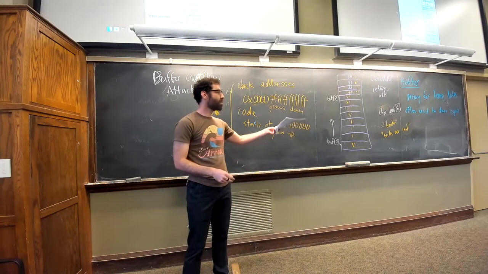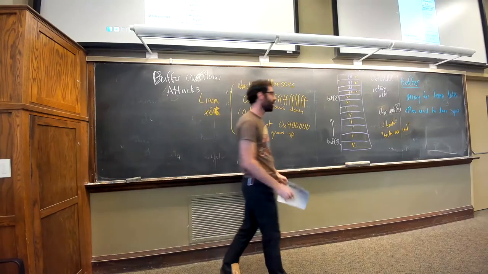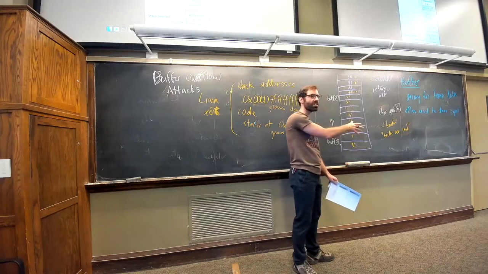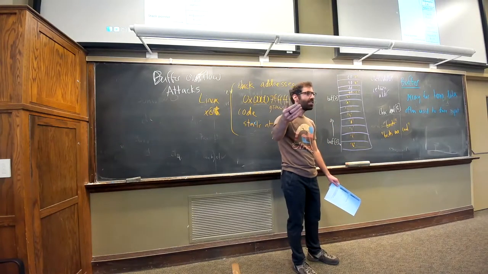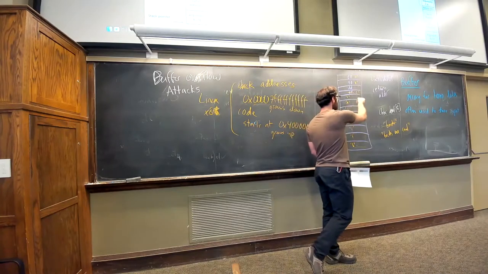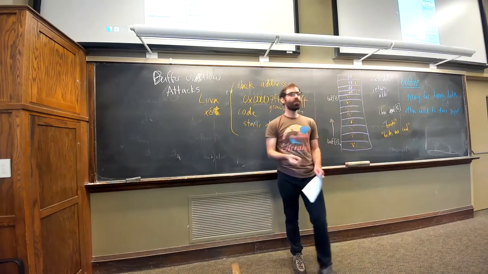So this is the basic idea of a buffer overflow. We have some array on the stack. We overflow it, we write past the end, and as a consequence, we overwrite some other important data that's on the stack.